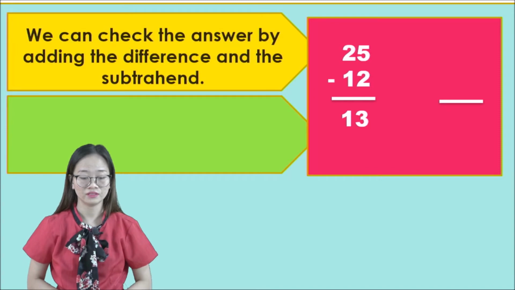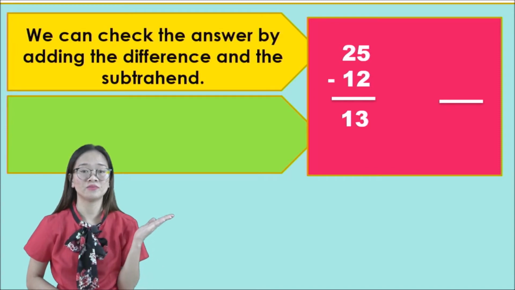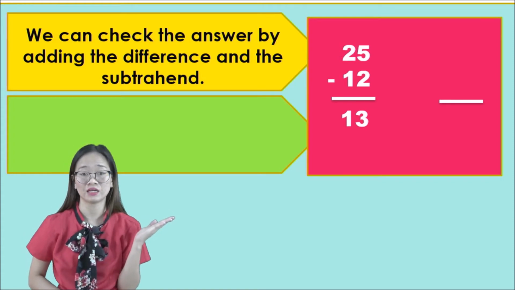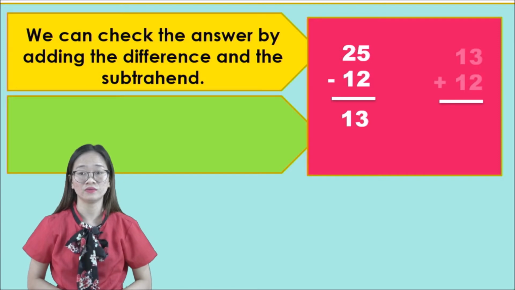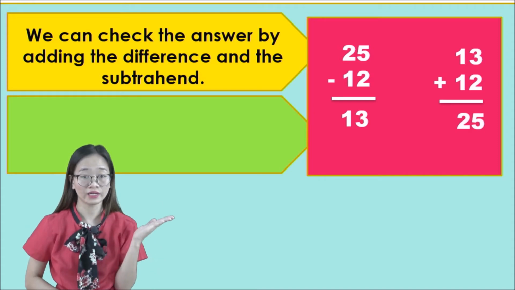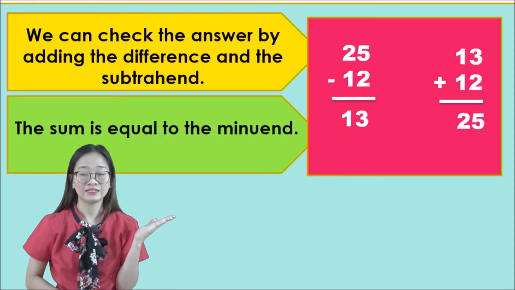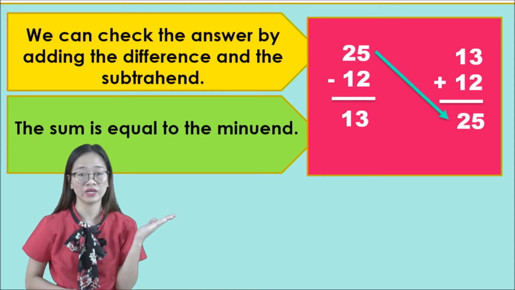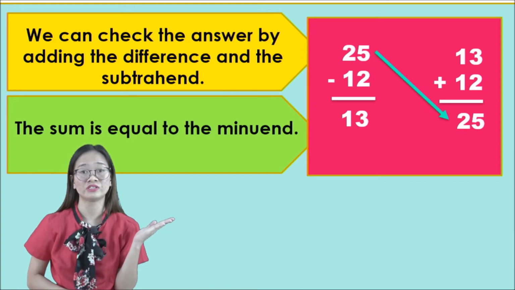Okay, so we can check the answer by adding the difference and the subtrahend. Again, we can check the answer by adding the difference and the subtrahend. So 13 plus 12 is equal to 25. So the sum, kids, is equal to the minuend. As you can see, 25, 25. So, the sum and the minuend are the same. So, meaning, kids, your answer is correct.